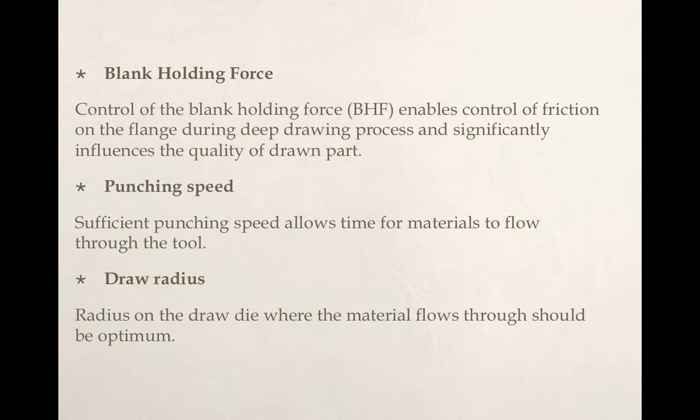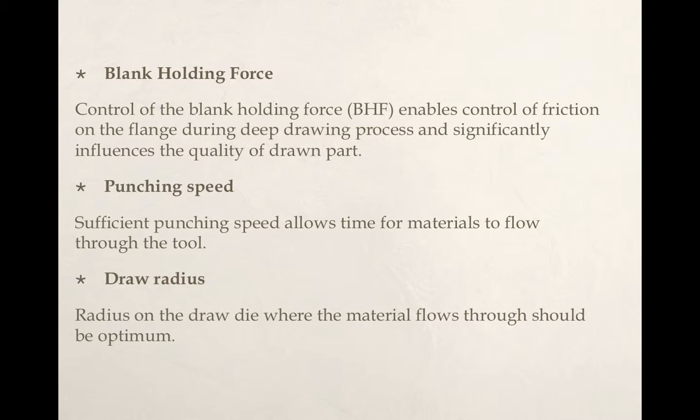Another thing is the blank holding force. The control of the blank holding force enables control of friction on the flange during the deep drawing process and significantly influences the quality of the drawn part. Greater blank holding force may lead to the tearing of the flange, while inadequate blank holding force may lead to wrinkling of the flange. Another very important thing is the punching speed, because sufficient punching speed allows time for materials to flow through the tool. Corner cracking will always occur if press speed is fast in the deep drawing process.